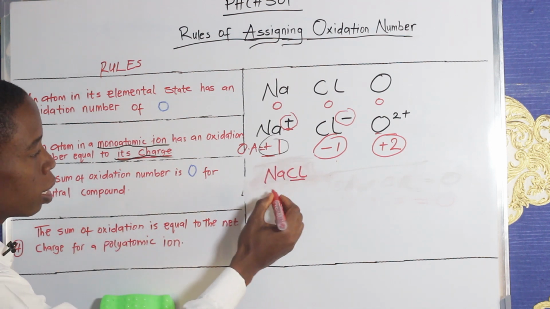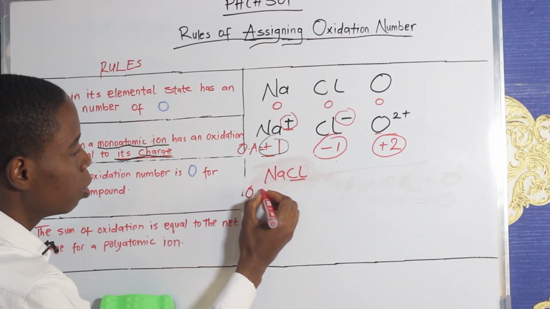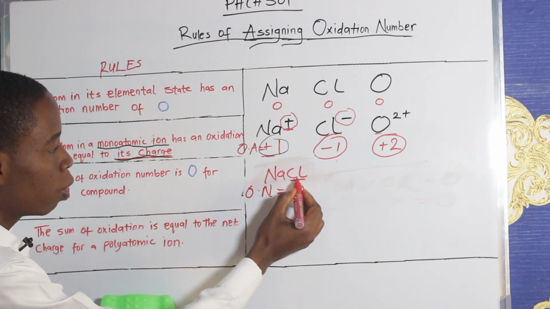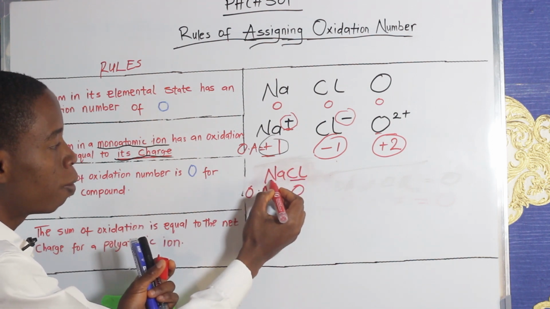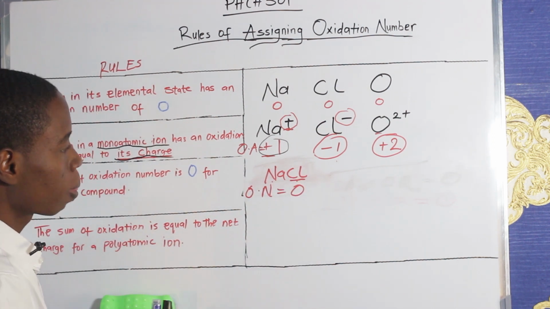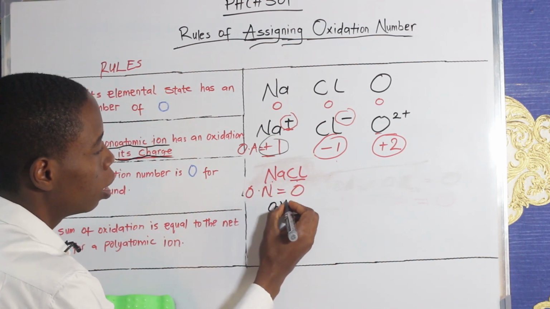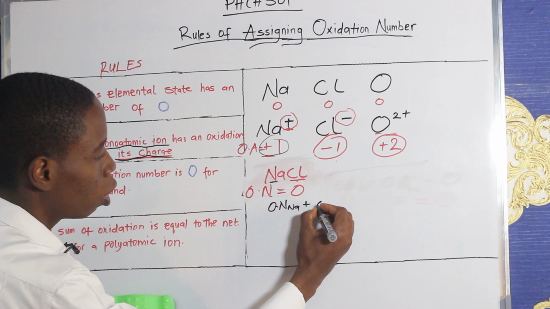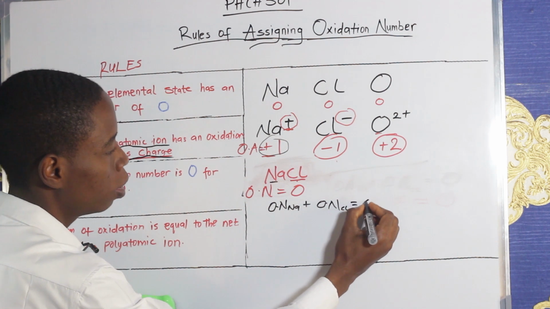So based on the rule, the sum of the oxidation numbers of this neutral compound equals 0. To find the oxidation number of chlorine, we equate the summation of the oxidation number of sodium plus that of chlorine to 0. So we'll say the oxidation number of sodium plus the oxidation number of chlorine, according to the rule, equals 0.